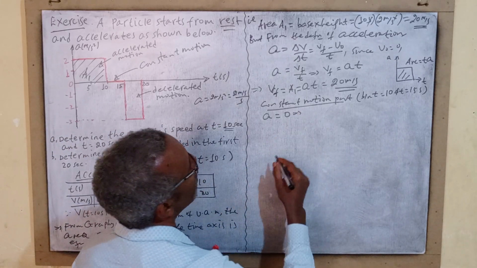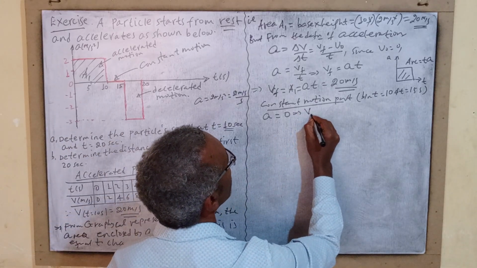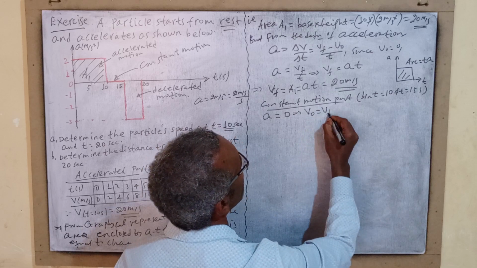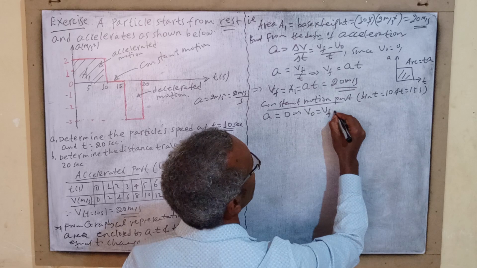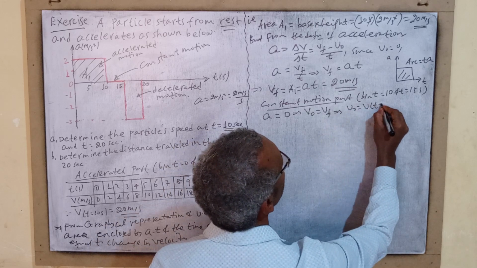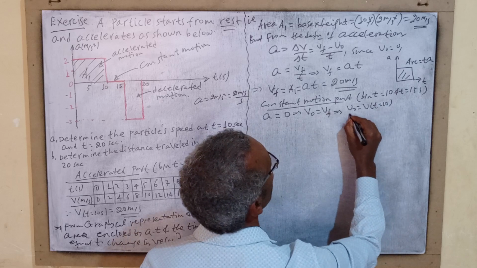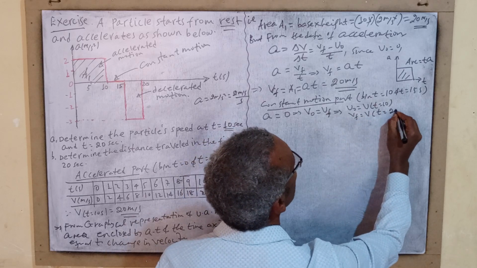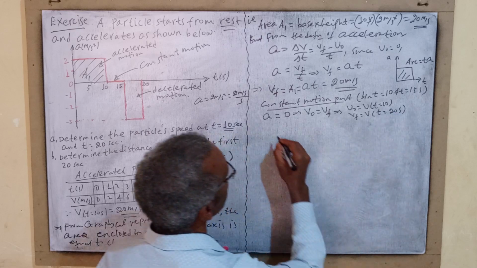This implies V initial is equal to V final. This means V initial is the velocity at t equals 10 seconds, and V final is the velocity at t equals 20 seconds.